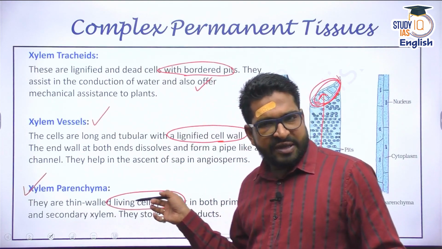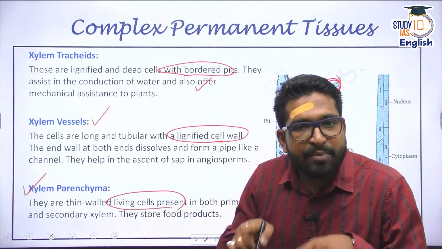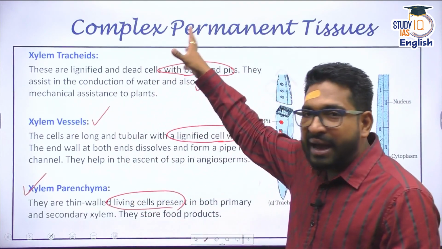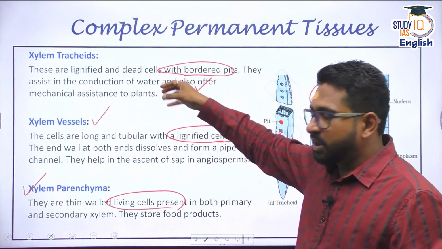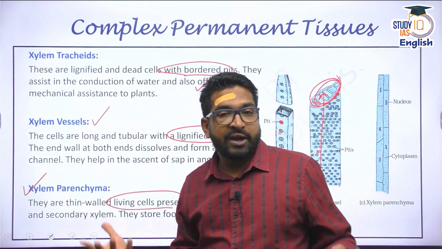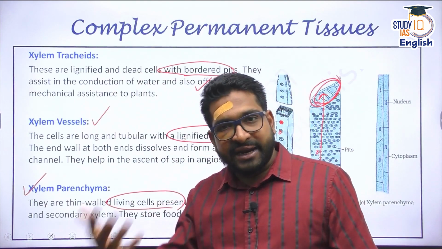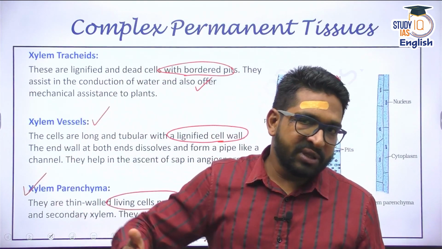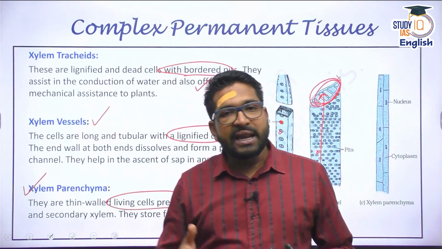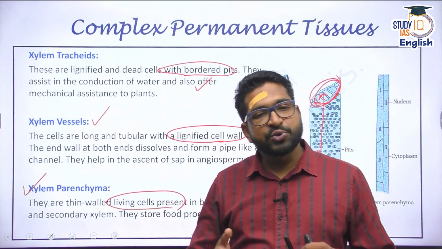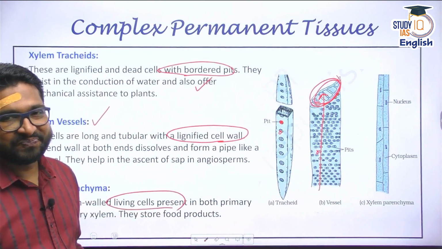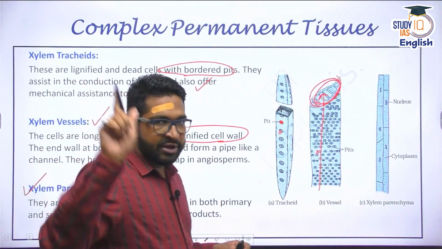Now, why are they made up of living cells? Because xylem also needs food and water. That means xylem as a tissue may be composed of a lot of vessels and tracheids, but we also find a primary xylem and secondary xylem based on the maturity. We'll talk about these in our subsequent classes when we reach class 10. But xylem also needs food and water. That is provided by the xylem parenchyma. All right, so xylem, water and mineral transport.